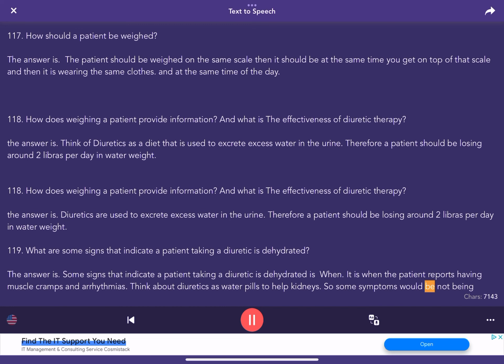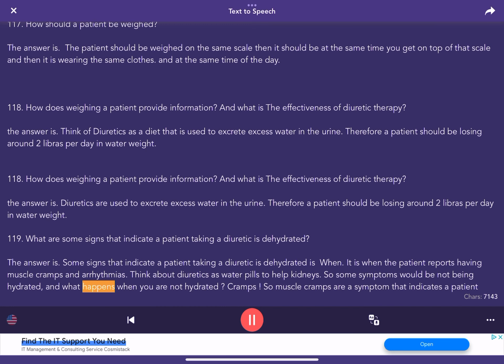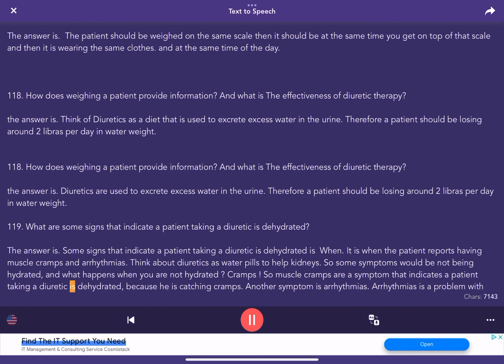So some symptoms would be not being hydrated. And what happens when you are not hydrated? Cramps. So muscle cramps are a symptom that indicates a patient taking a diuretic is dehydrated, because he is catching cramps. Another symptom is arrhythmias.